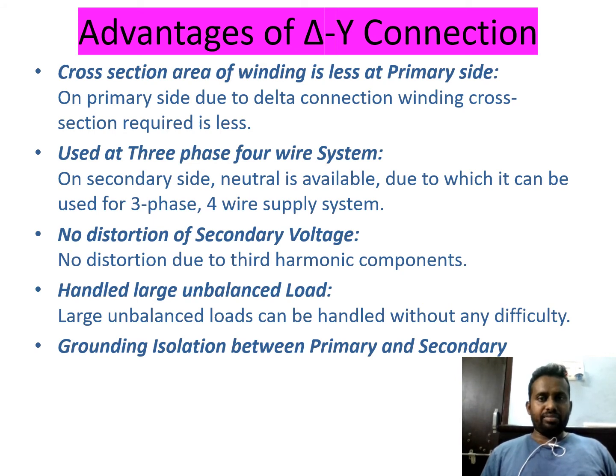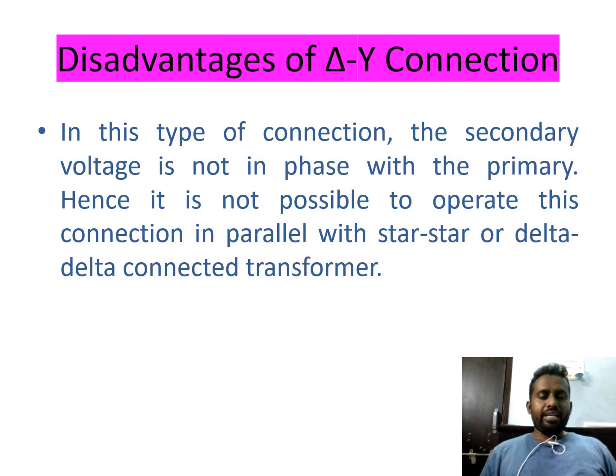What are the disadvantages of this? The disadvantages of delta star connection are: in this type, the secondary winding is not in phase with the primary. It is not possible to operate this connection in parallel with star star or delta delta connected transformers.